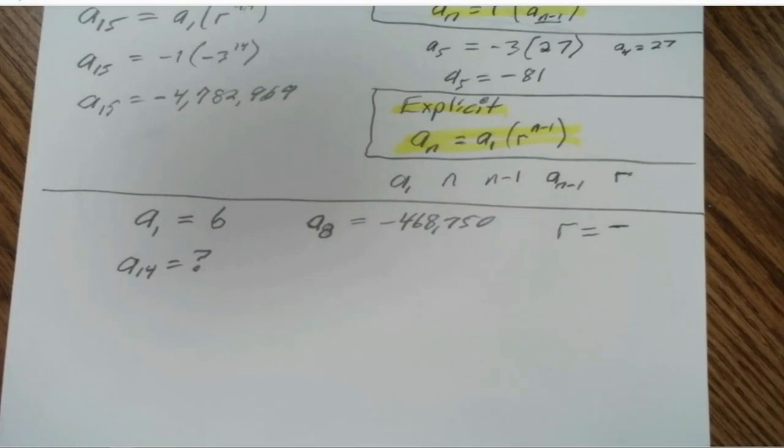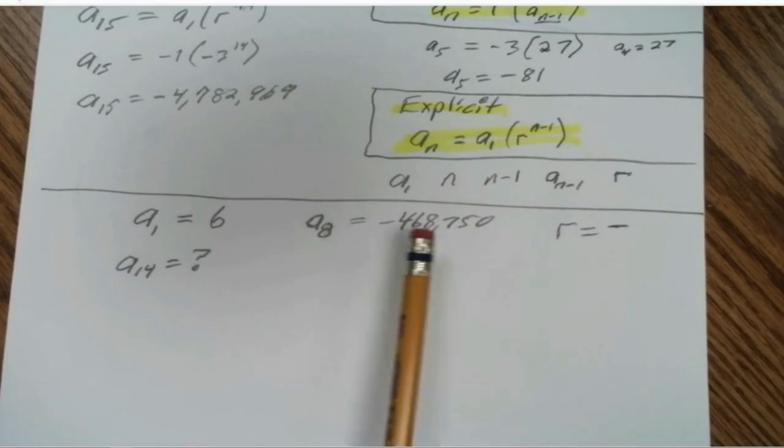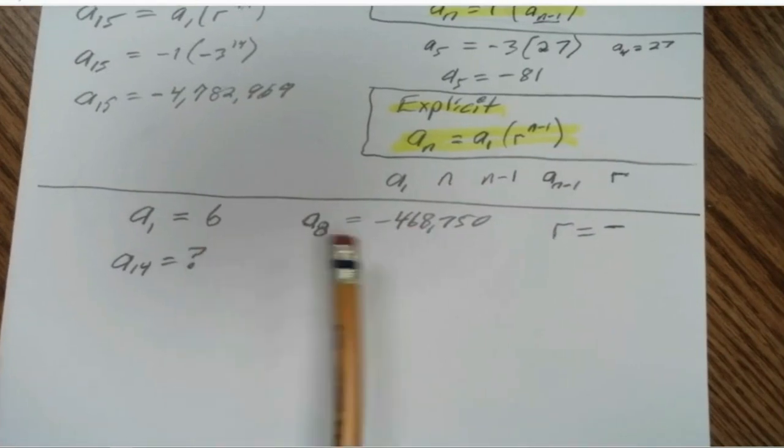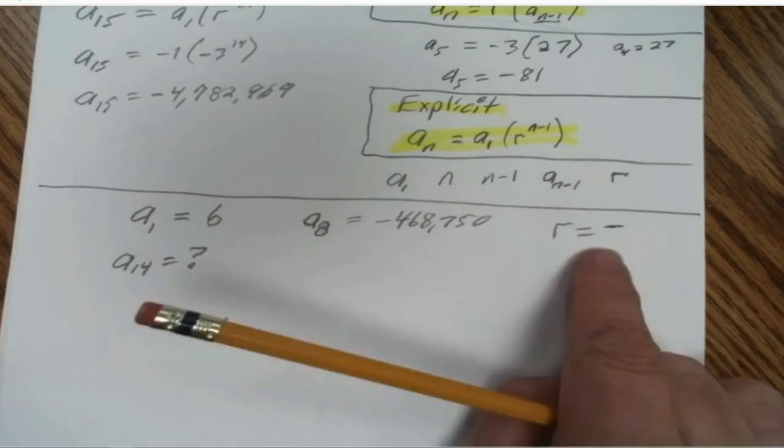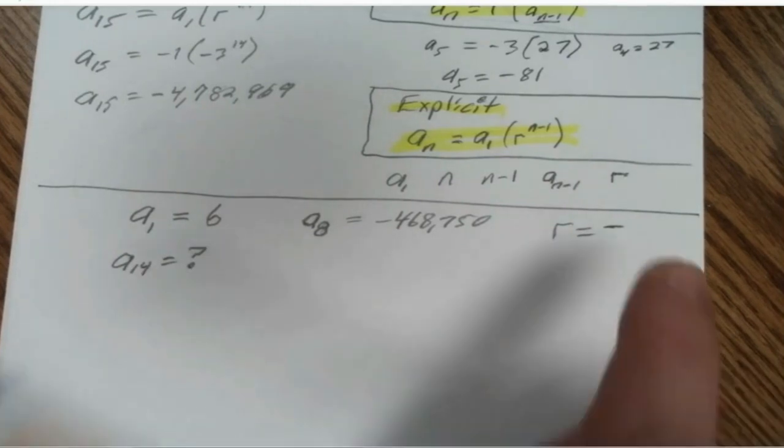A8 is a negative, and A1 is a positive. So if we have positive and negative numbers, we know that R has to be a negative, because that's the only way we can jump back and forth: by multiplying by a negative. So whatever R calculates out to, we need to make sure and put a negative in front of it.